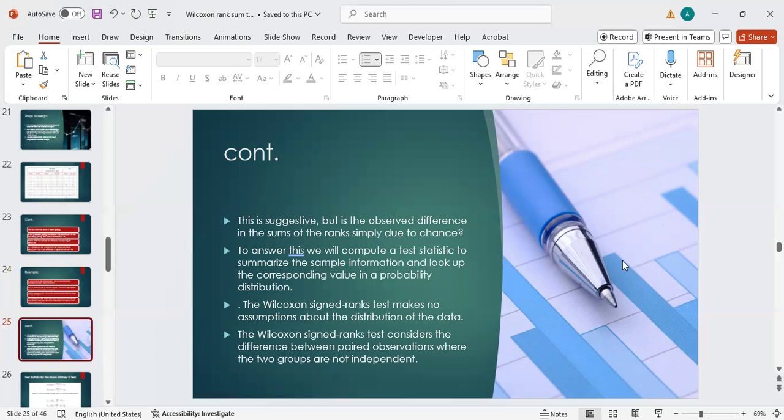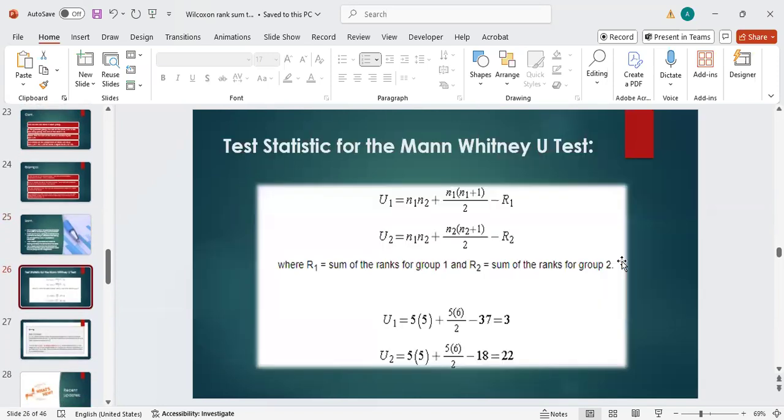signed rank test makes no assumption about the distribution of data. The Wilcoxon signed rank test considers the difference between paired observations, where the two groups are not independent.